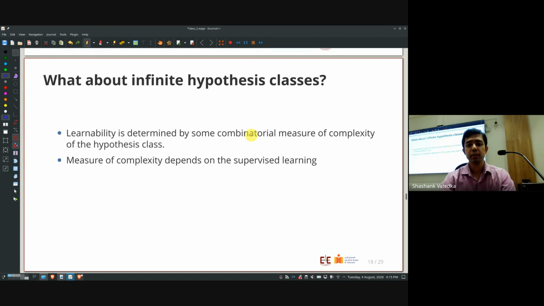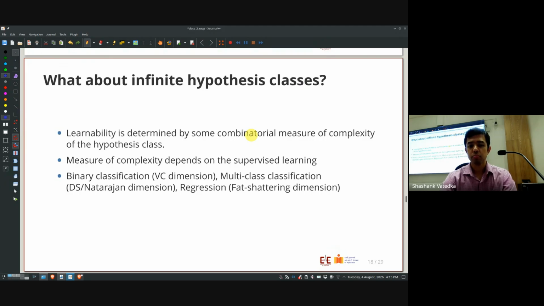So the measure of complexity that determines whether a particular hypothesis class is PAC learnable or not depends on the supervised learning problem. And again, we will not go into too much detail, but for binary classification, it turns out that the quantity of interest that determines whether the class is PAC learnable or not is something called the VC dimension. For multi-class classification, there's no one single quantity that determines this, but two parameters which tell you whether something is PAC learnable or not are the DS dimension and the Natarajan dimension. These are two different combinatorial quantities.